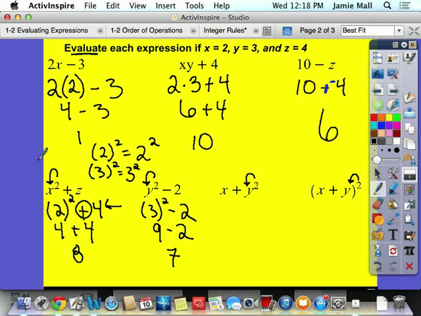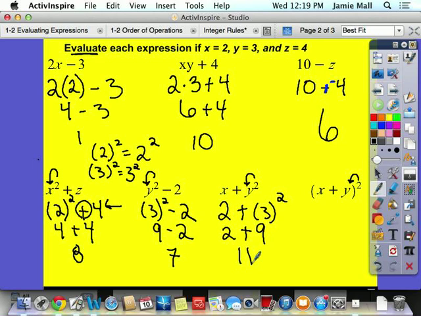All right, last 2 problems. X plus y squared. We've got 2 plus y is 3, so we've got 3 to the second power. 2 plus 9. Even though 3 times 3 is mental math, we're still going to write that step, and 2 plus 9 gives us a value of 11.